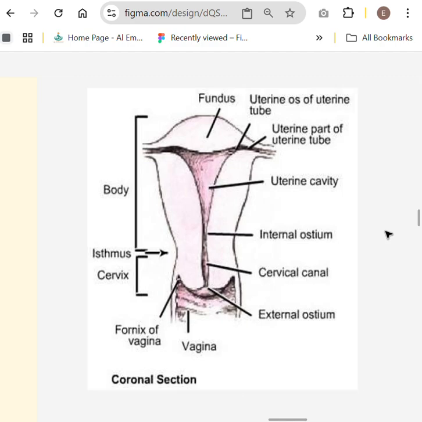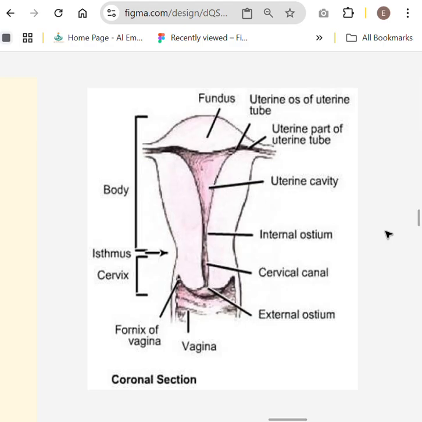This is the best I could do when I tried to find a coronal section of this in order to show you the isthmus part that I was talking about. So, seen microscopically, the site of the histological internal os is where the mucous membrane of the isthmus becomes that of the cervix.